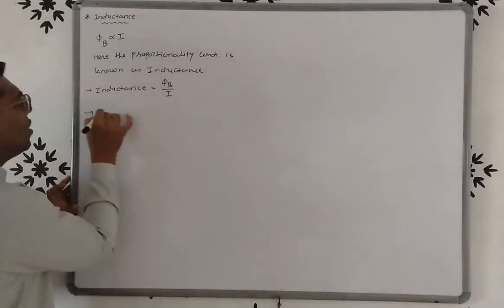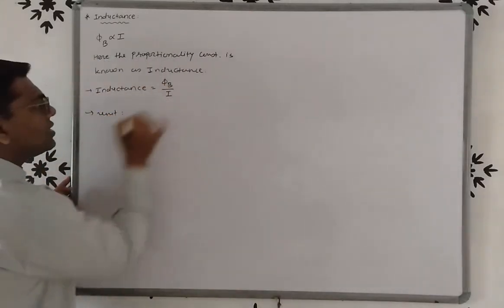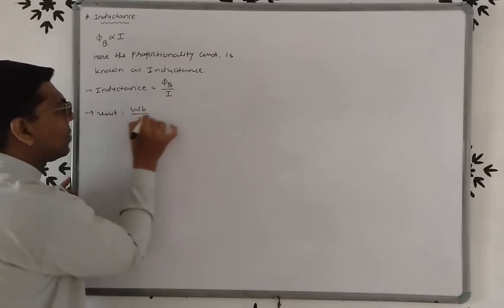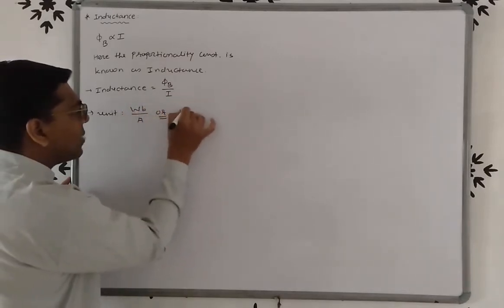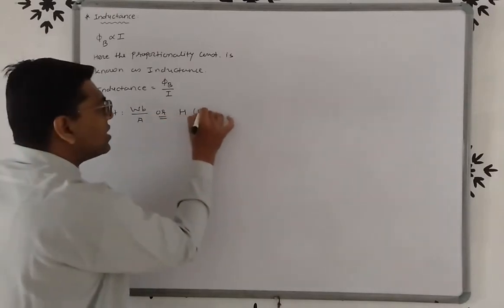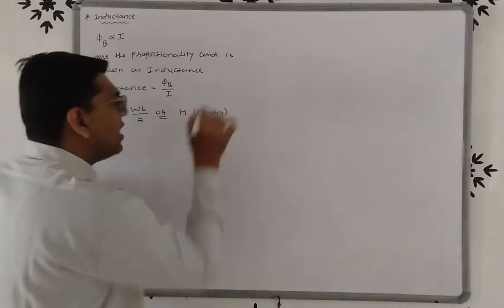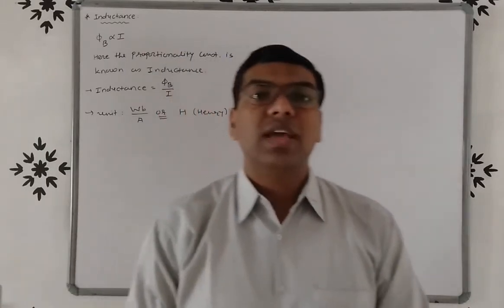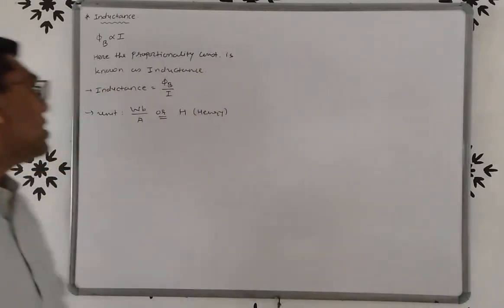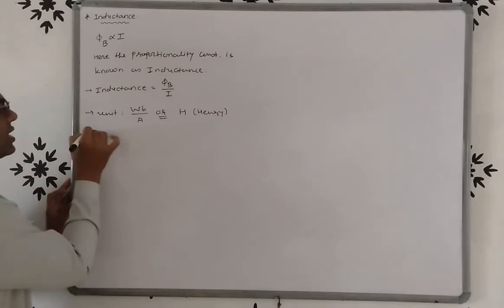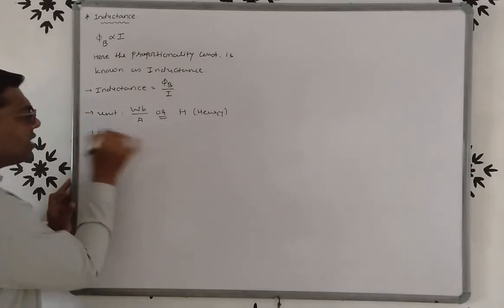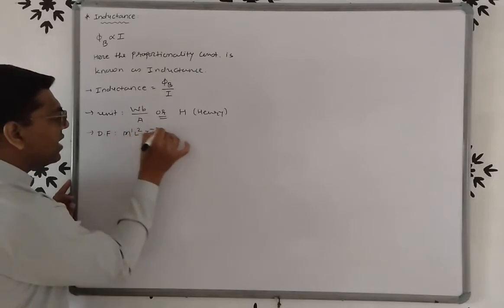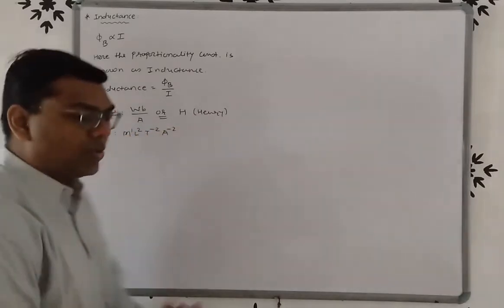The unit of inductance is the unit of flux, that is Weber per ampere, or you can say capital H, that is known as Henry, right? So the unit of inductance is Weber per ampere, or you can say Henry. The dimensional formula of inductance is M1 L2 T minus 2 A minus 2, right?